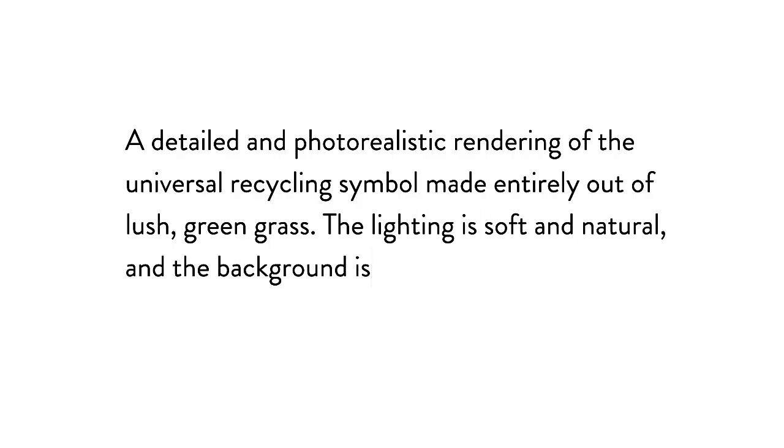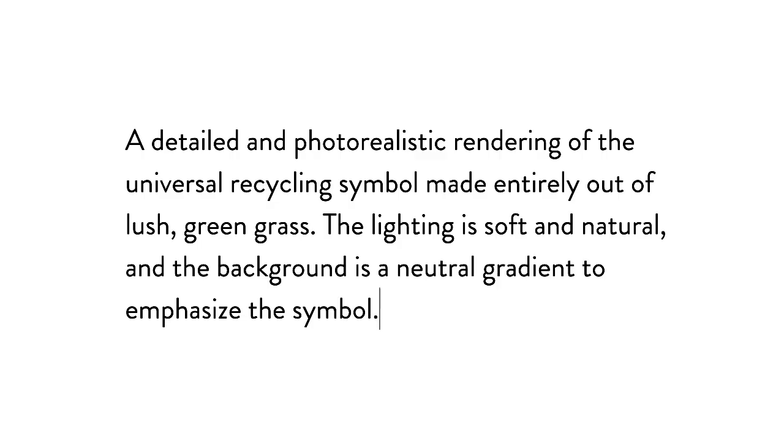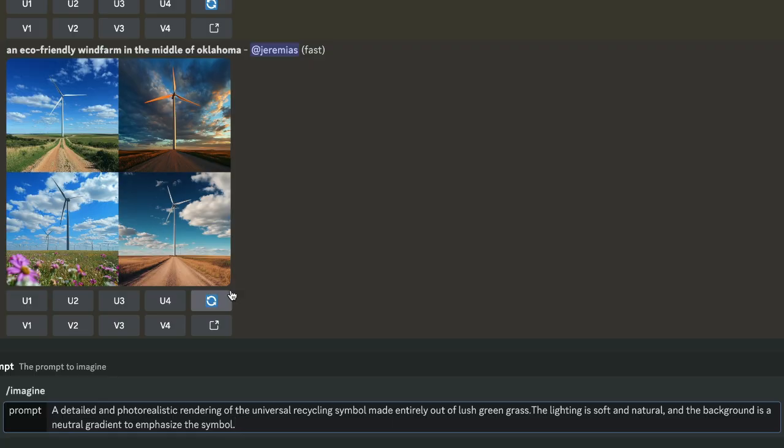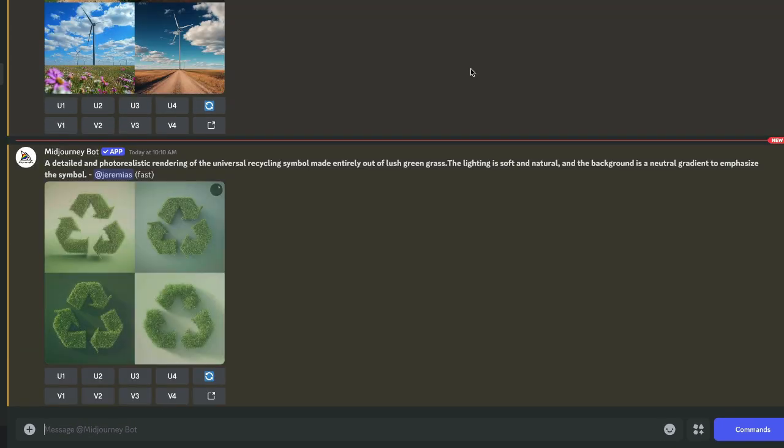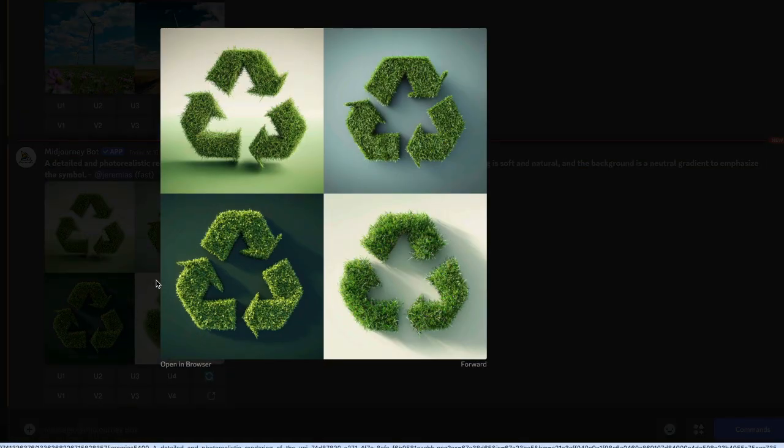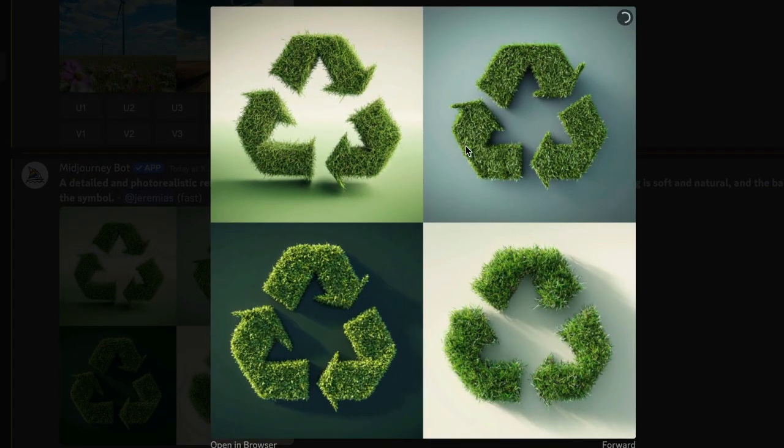Type the following: a detailed and photorealistic rendering of the universal recycling symbol made entirely out of lush green grass. The lighting is soft and natural, and the background is a neutral gradient to emphasize the symbol. Then press Return. After a few moments, you'll get 4 variations back. Click anywhere in the grid of images to enlarge, and you'll see all 4 generally did a pretty good job.